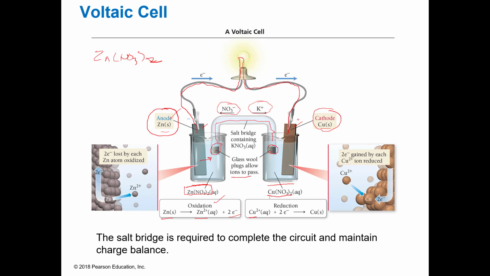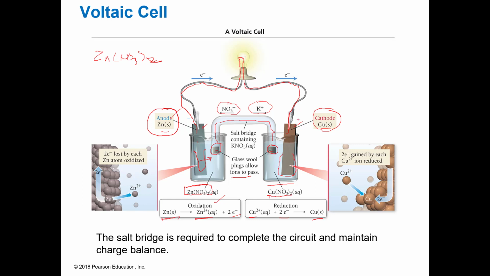So copper 2 positive gains those 2 electrons and becomes copper solid. So at the cathode, this copper electrode will start to grow because the copper 2 ion will start to deposit on the copper electrode. And over here, the zinc electrode will start to shrink because it is going from zinc solid to zinc 2 positive ion in solution.